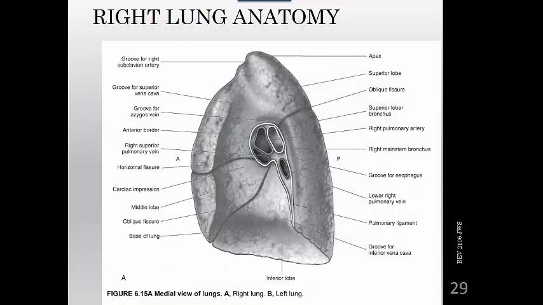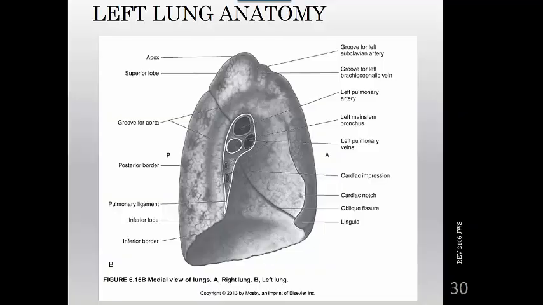Slides 29 and 30 demonstrate the lung anatomy from a medial perspective. On slide 29 are the hilum structures, such as the right pulmonary artery, right main stem bronchus, and the right pulmonary veins. On 30, you can see the groove for the aorta imprinted here in the lung. In this slide, hilum structures are also demonstrated, and those are the left pulmonary artery, left main stem bronchus, and the left pulmonary veins. Also, you can see the cardiac impression here where the heart lies.